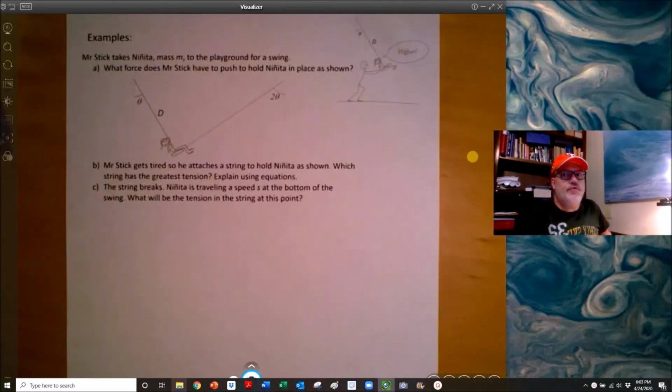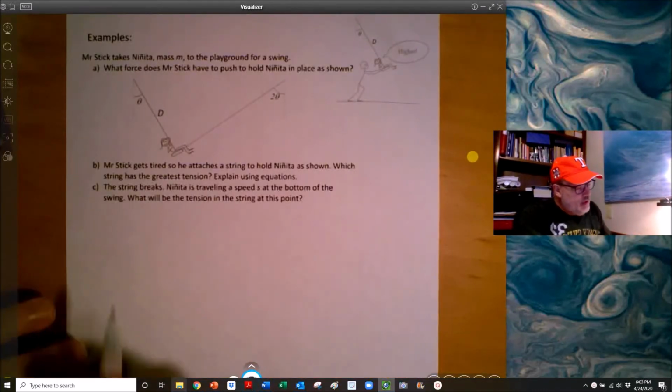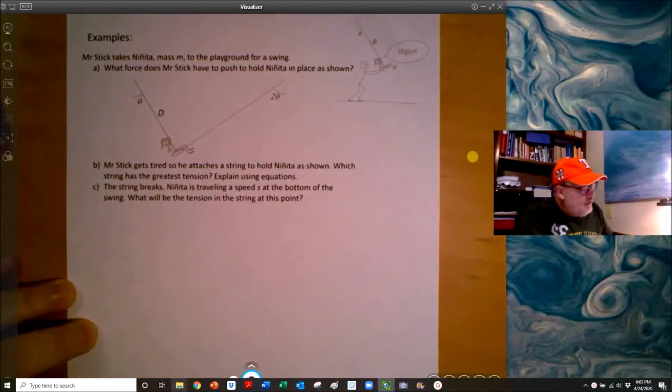That last problem was no fun. Let's see if this one's any better. Mr. Stick takes Ninita, who has a mass of m, to the playground for a swing. What force does Mr. Stick have to push to hold Ninita in place as shown?